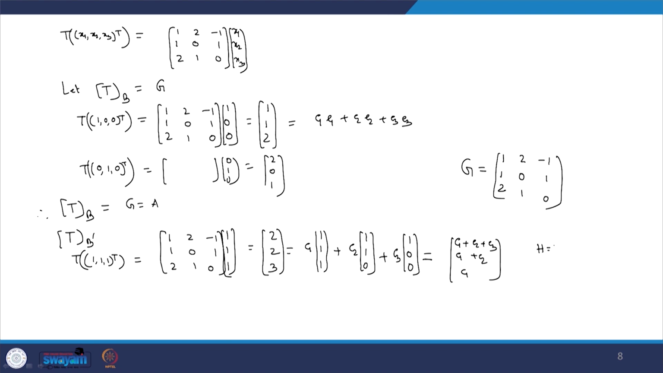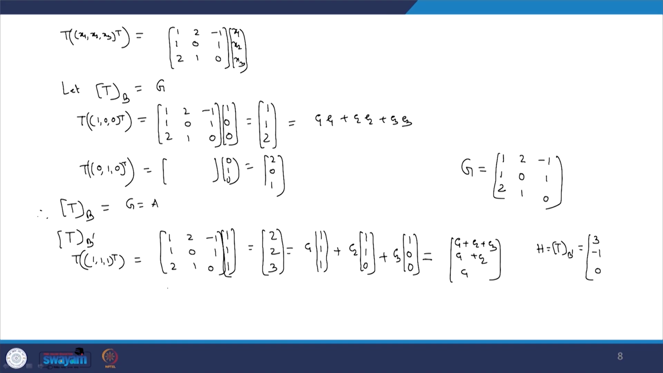If I write say H equal to the matrix representative of T with respect to B prime, then the first column will be the coefficients C1 C2 C3 transpose. I am getting here C1 equal to 3. So, I will write down 3, and C1 plus C2 equal to 2, already C1 equal to 3. So, C2 will be 2 minus 3 is equal to minus 1, and the next is C1 plus C2 plus C3 is equal to 2, already C1 plus C2 is equal to 2. So, C3 is equal to 0. So, this is the first column.